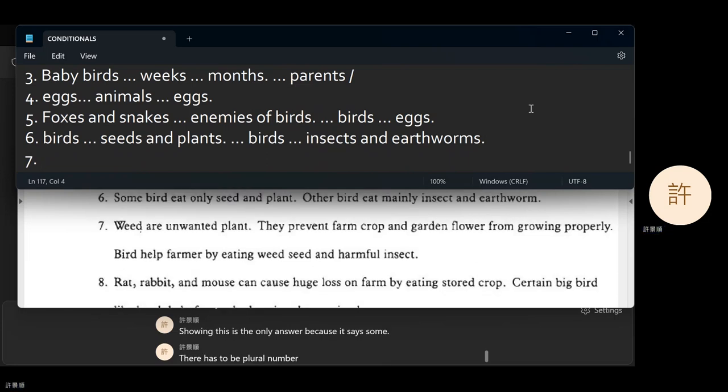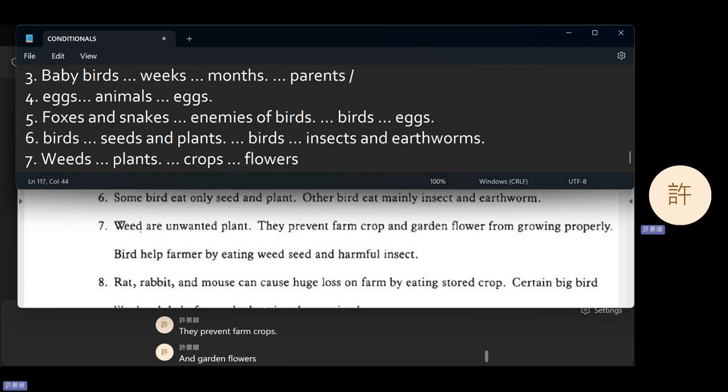Number seven, weeds are unwanted plants. They prevent farm crops and garden flowers from growing properly. Birds help farmers by eating weed seeds and harmful insects. This is the only answer.